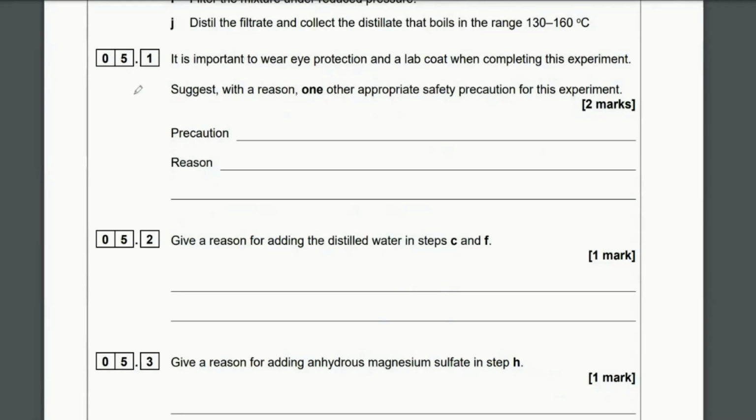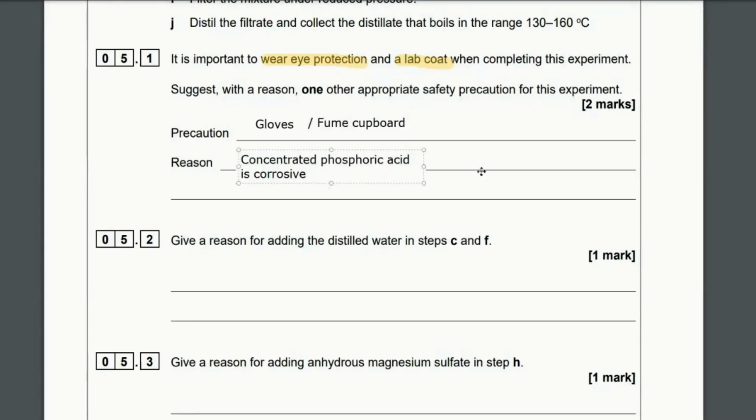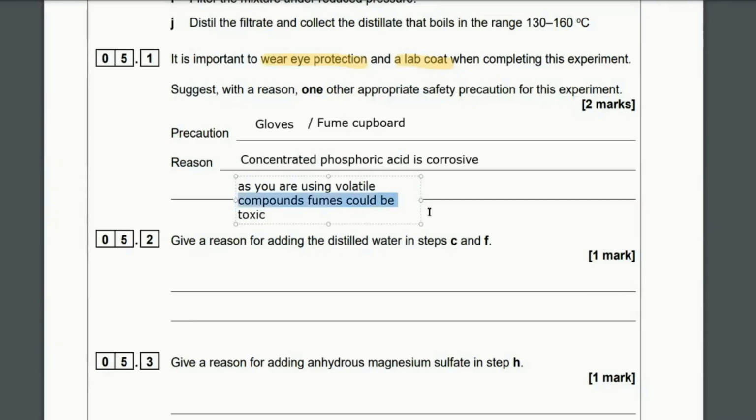Let's get to the questions. 5.1. It's important to wear eye protection and a lab coat when completing this experiment. So we can't write those down as answers. Suggest with one reason another appropriate safety precaution for this experiment. Well, you remember we're using phosphoric acid. So wear gloves because phosphoric acid is corrosive. You also might want to use a fume cupboard. When you're dealing with organic solvents or organic chemicals or compounds, they're volatile. They vaporize easily and can form toxic fumes. So this should be done in a fume cupboard as well.